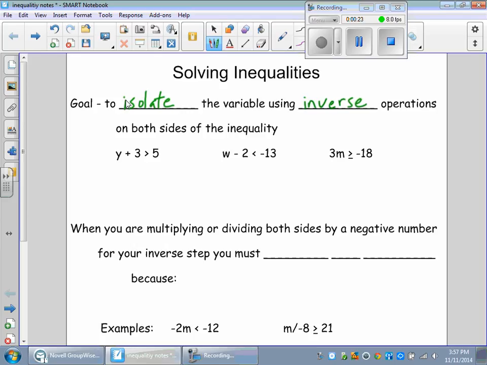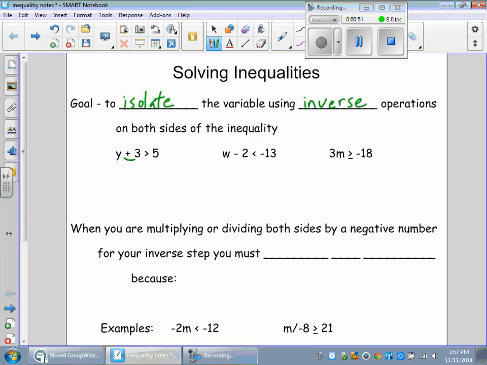Whatever we do on one side, we must do on the other. In algebraic equations, we do that so our balance scale stays balanced, where both sides remain equal. In an inequality, we do it so that in our balance scale, the tip remains the same. With an inequality, one side is heavier than the other. We need to keep that same side heavier.